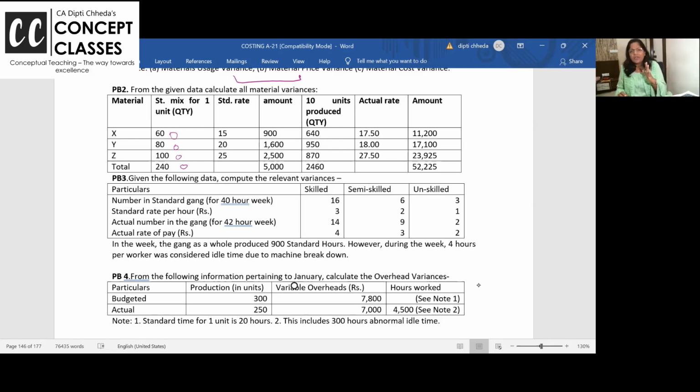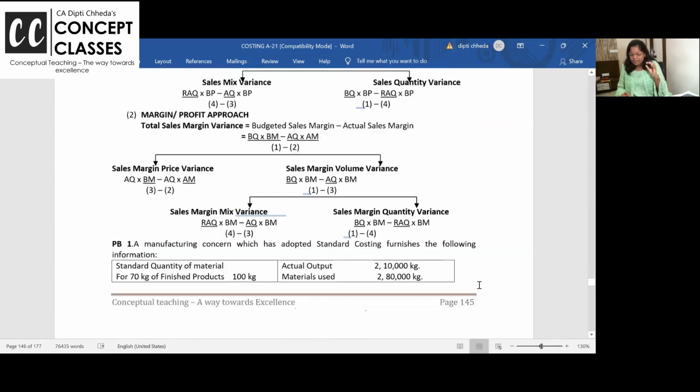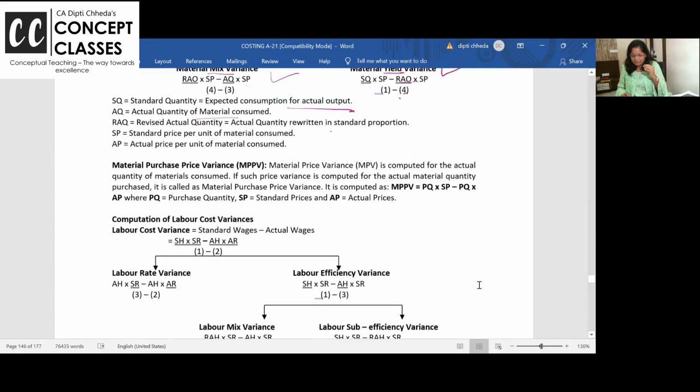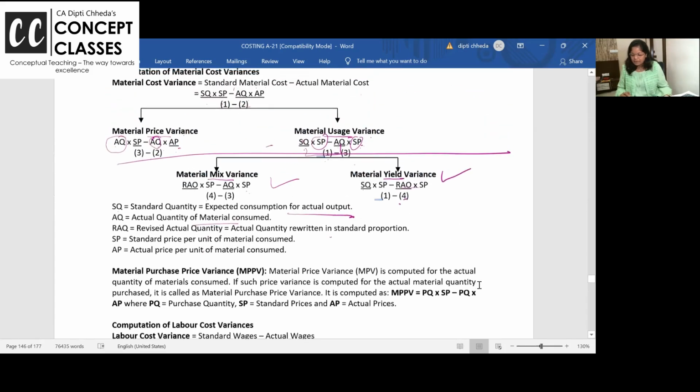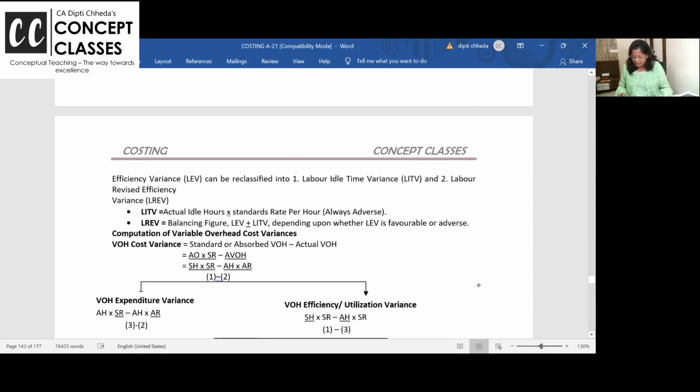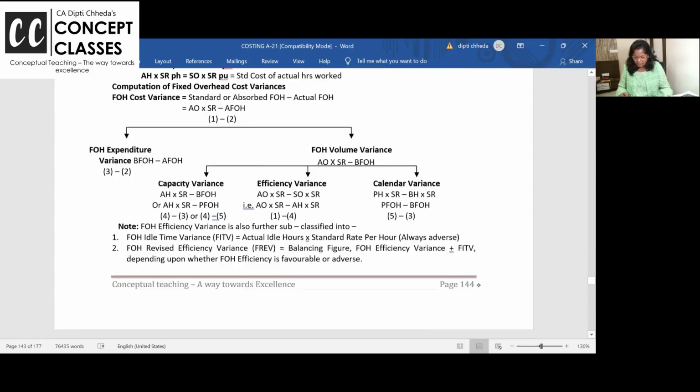So how will you start your answer? Make 4 columns. Then make a flowchart, and with the help of that, calculate the variances. I want to repeat, this time mix and yield will also come. Have a look once at how mix and yield are. Here it is. Usage variance is again divided into mix and yield: 1 minus 2, 1 minus 3, 1 minus 4, 4 minus 3, 3 minus 2. Yes? Right. Okay. So with this, let us do the second problem.